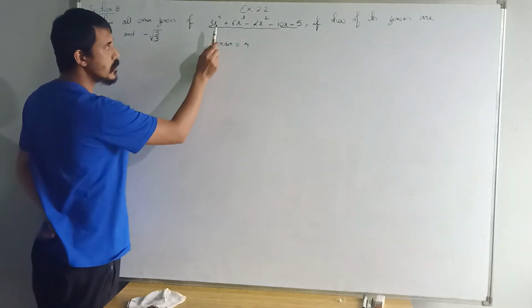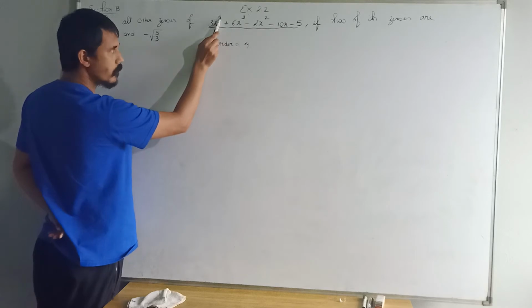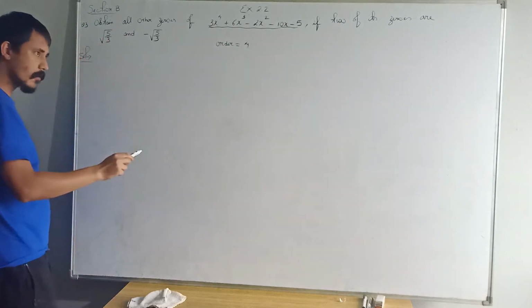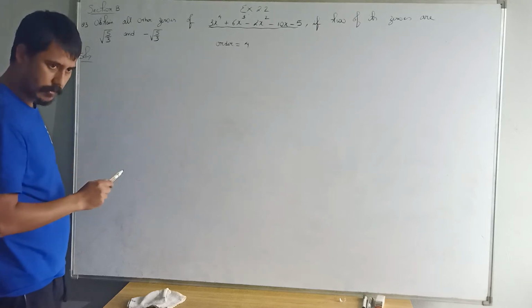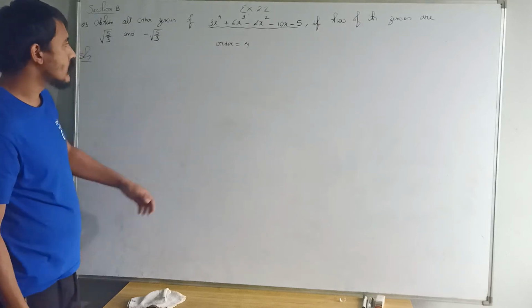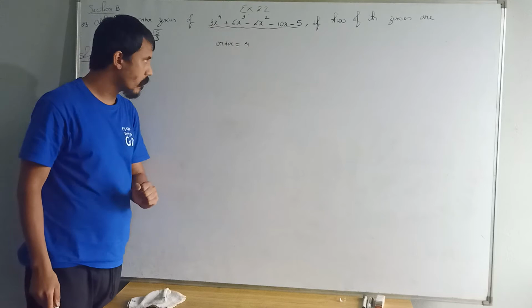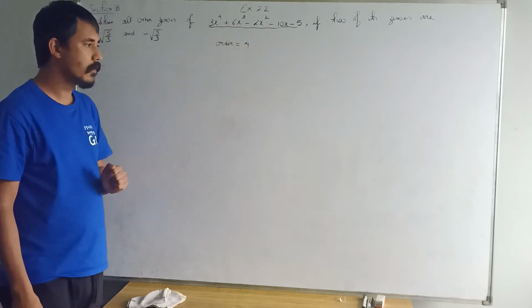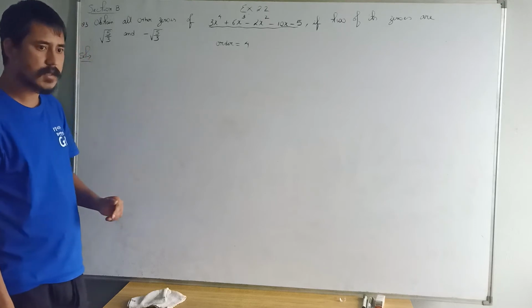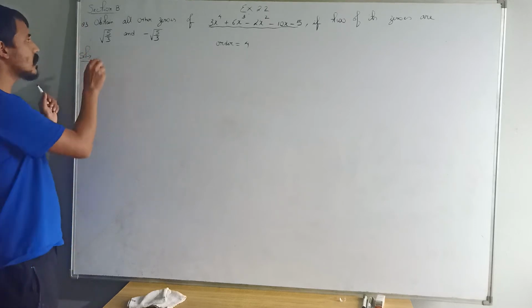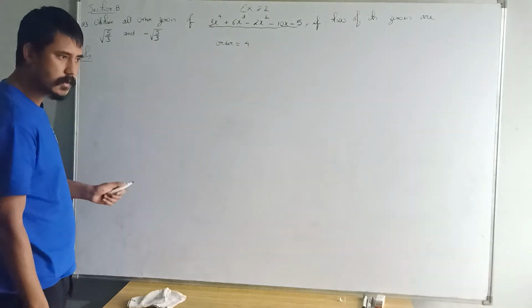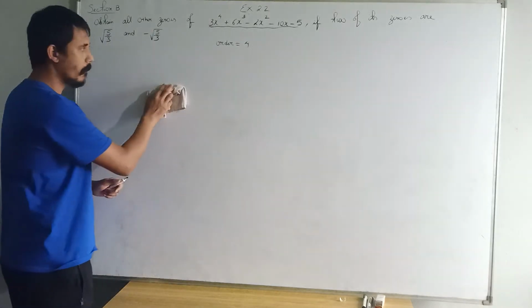Highest power of the variable is 4, so order is 4. And the number of zeros depends upon the order. So the order of this polynomial is 4. So how many zeros will this polynomial have? 4 zeros, at the most 4 zeros. Now how many zeros are given? So we need to find another 2 more zeros.